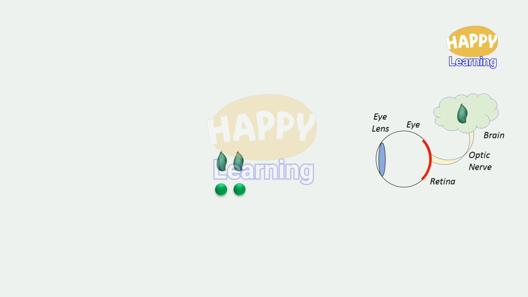Then slowly move this object towards your eye. Each time, if you can clearly see this object, put a green button. Continue this process. Move the object towards your eye. If you can clearly see this object, put a green button. Continue this process. Observe carefully.